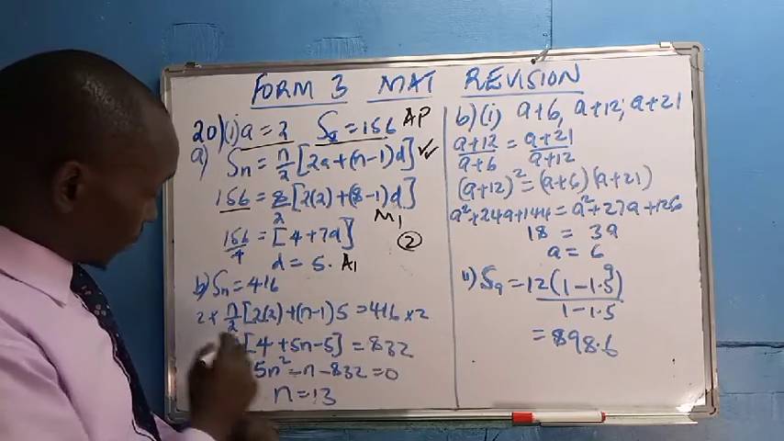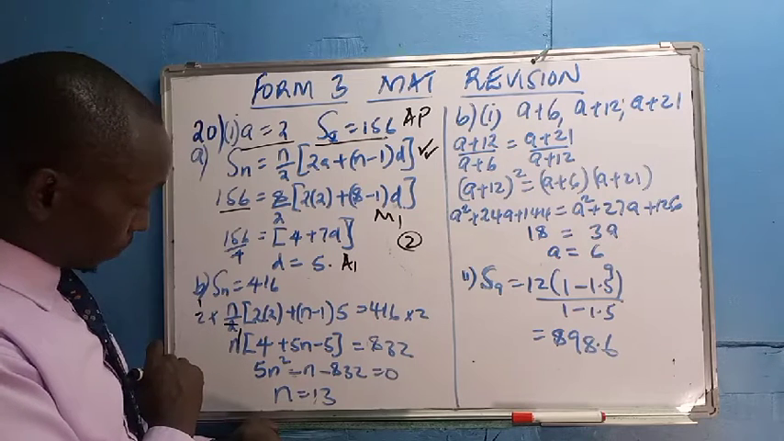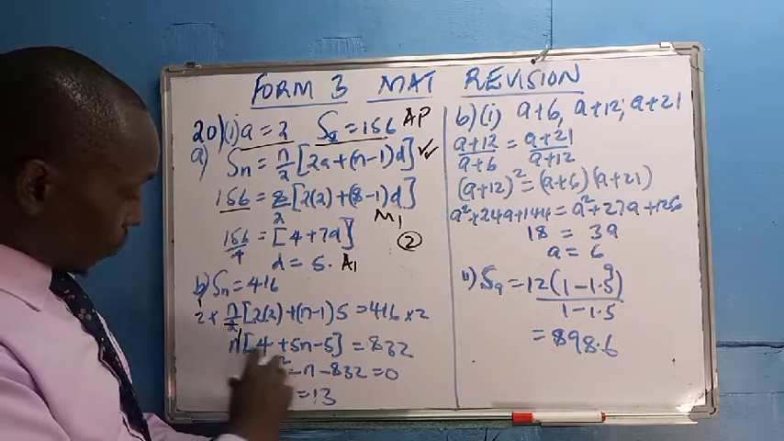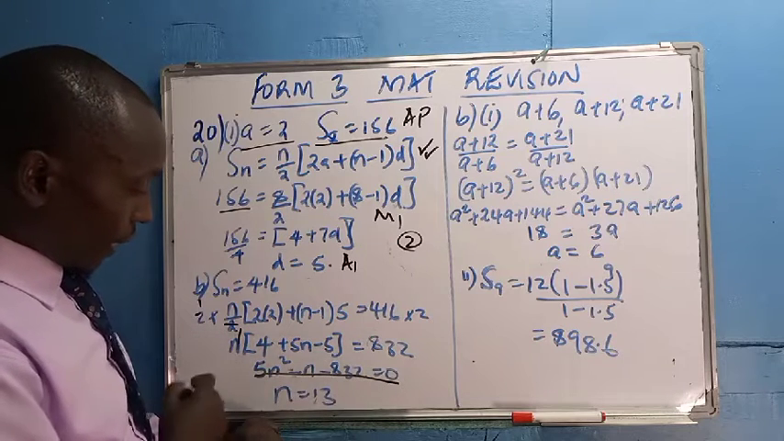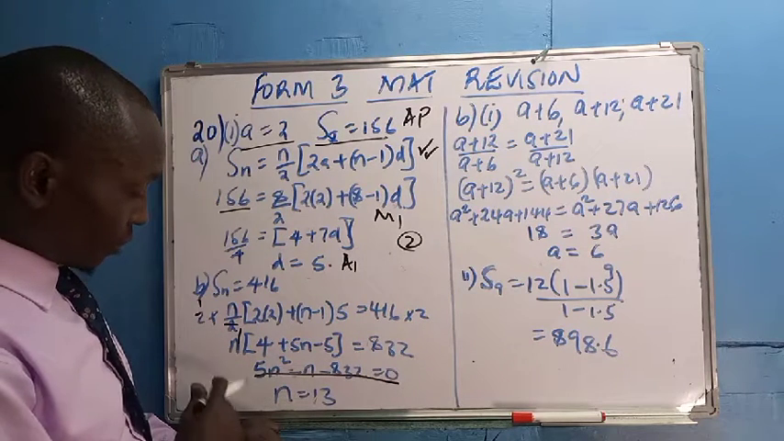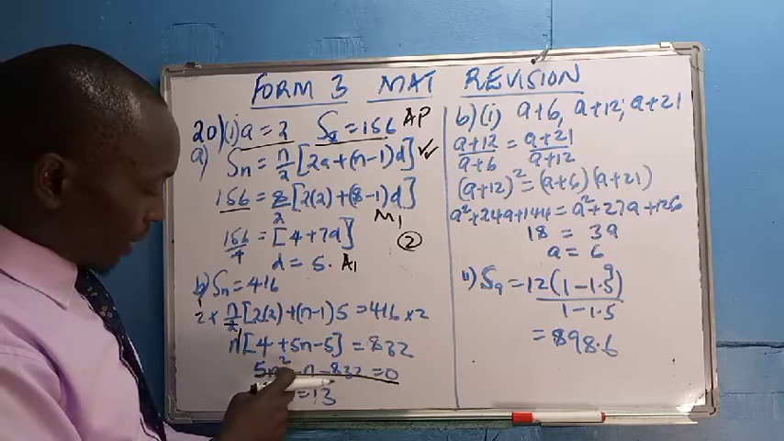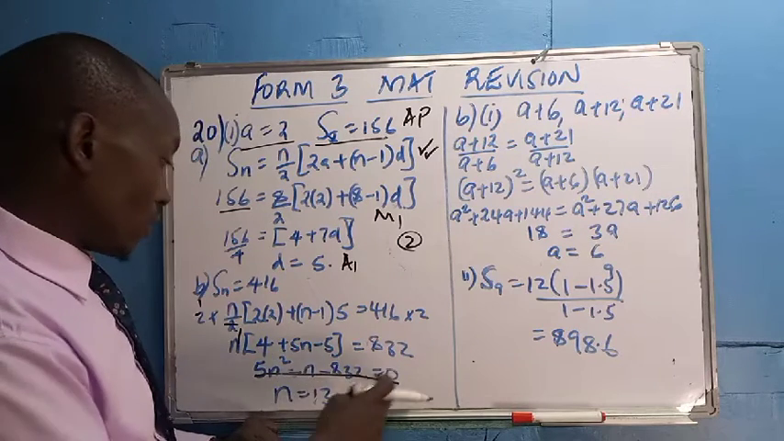Multiply by 2, multiply by 2, just to eliminate these 2 here. Having done that, work out what is in the bracket, open the bracket. Once you do that, you'll end up with this quadratic equation. 5n squared minus n minus 832 equals that.